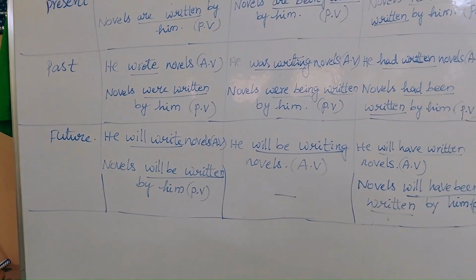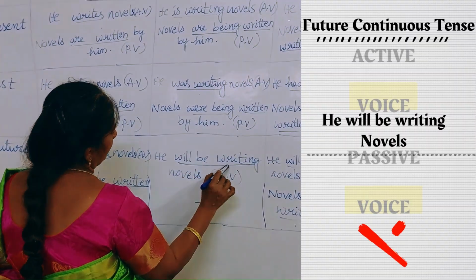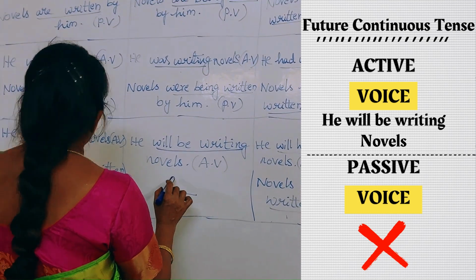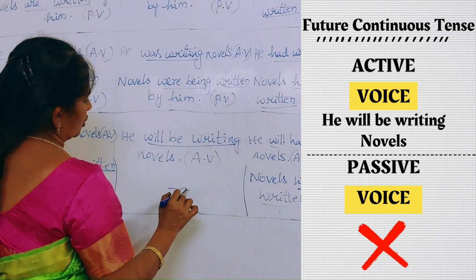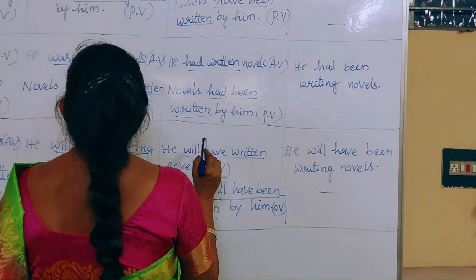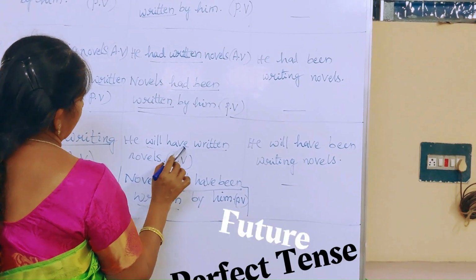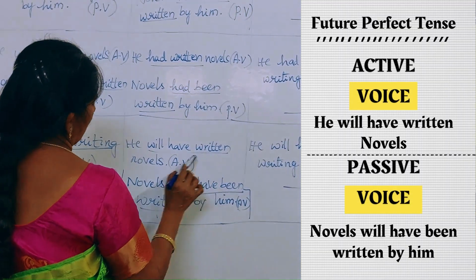So then coming to second form of future tense is future continuous tense. It is he will be writing novels, and for this sentence also there is no passive form in voice. Next, coming to third form of future tense is future perfect tense. So here we get the sentence like this in active voice. He will have written novels.